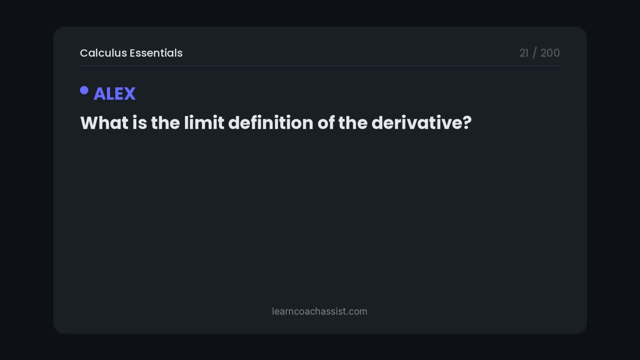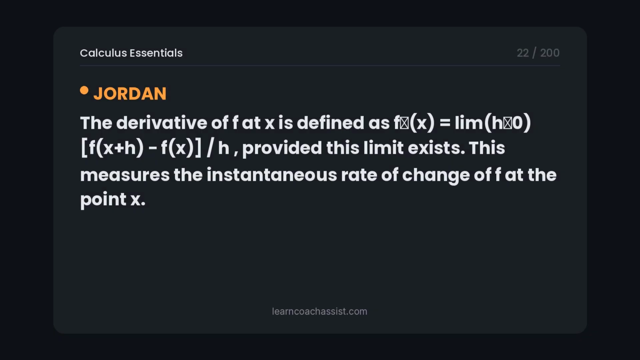What is the limit definition of the derivative? The derivative of f at x is defined as f'(x) equals lim h→0 [f(x plus h) minus f(x)] / h, provided this limit exists. This measures the instantaneous rate of change of f at the point x.